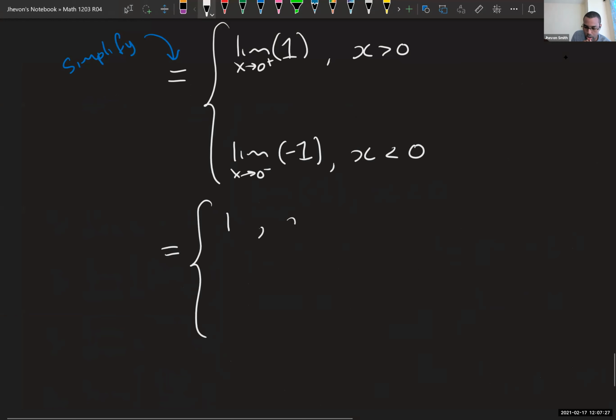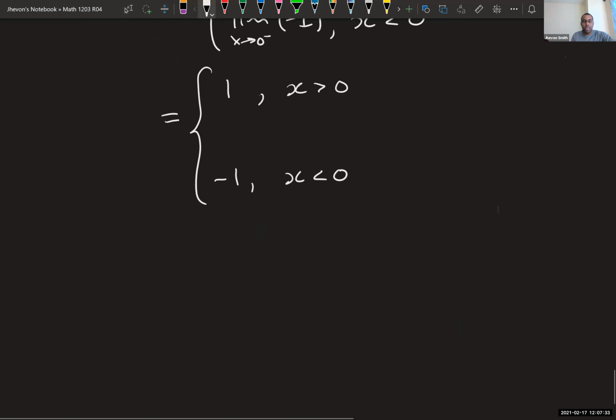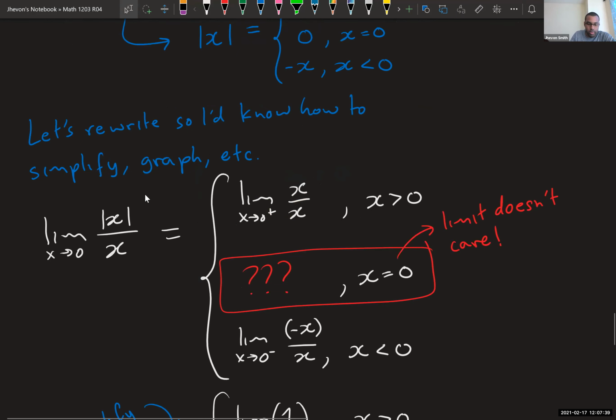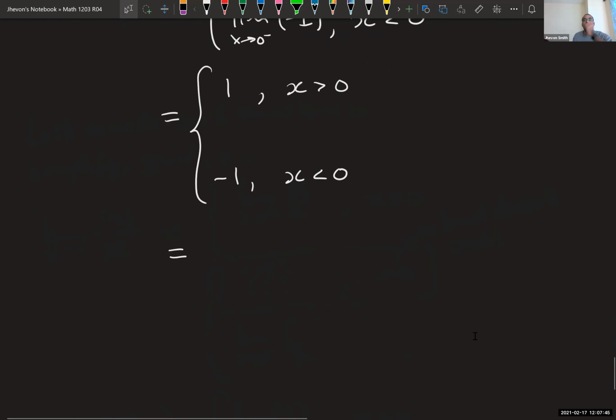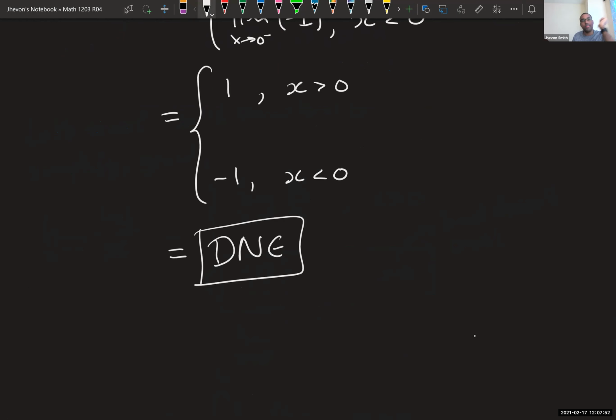So notice that it's 1 if my x is greater than 0, but it's -1 if my x is less than 0. So what does that tell you about the limit? This guy, the original. Does not exist. Left and right don't agree.